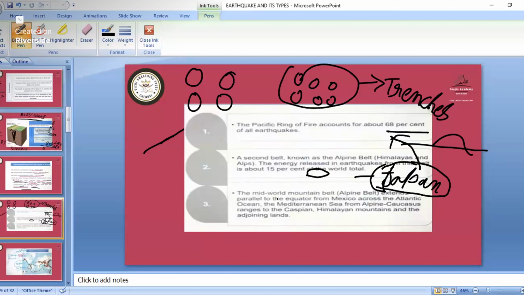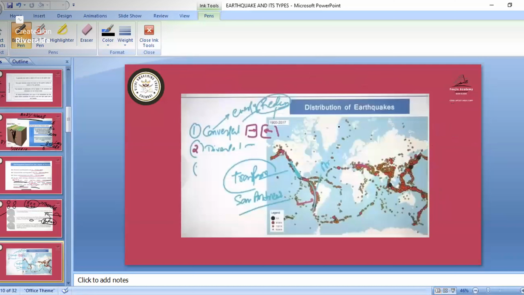And the third belt is the mid-world mountain belt, that is the Alpine belt. That also extends to the Mediterranean Sea, the Alps and the Caucasus mountains. We will locate where the Caucasus mountains are on the map at a later stage. See, this is the distribution of earthquakes. Mostly, earthquakes occur near water bodies. See here, we have the Rockies Mountains, and here we have the Andes. See here, the highest belt is there.